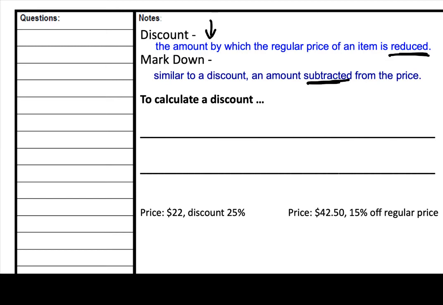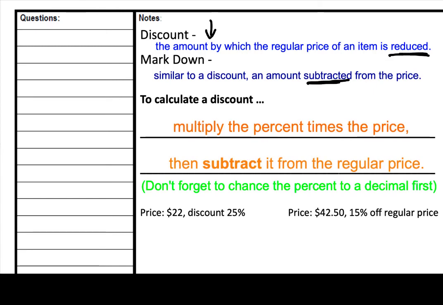You're going to find it very common. It's the same kind of idea for sales tax and tip as well as discount. You're going to multiply your percent times the price, but this time you're going to subtract it from the regular price. And then don't forget to change the percent to a decimal first. So go ahead and get that written down, and then we'll put this to use.